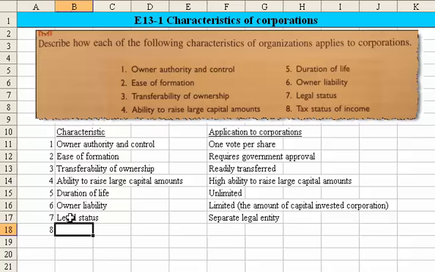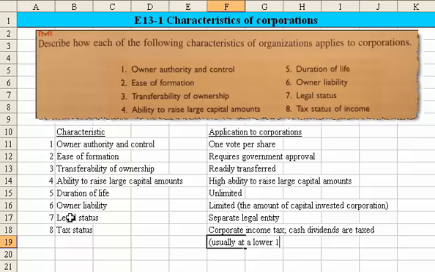And let's talk a bit about the tax status. Now, here the corporate income tax is taxed, and its cash dividends are usually taxed at a 15% rate, sometimes a lower rate. But what we can say is there is corporate income tax. And then we can also say cash dividends are taxed usually at a lower 15% rate.